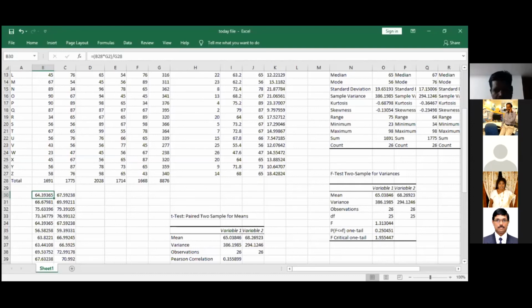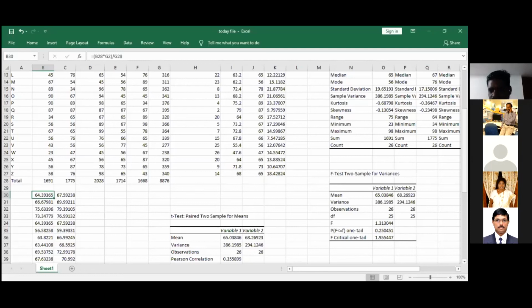So for the null hypothesis and the alternate hypothesis, for ANOVA tables, that is ANOVA, F test and T test, the null hypothesis says there is no significant difference. For correlation, the null hypothesis says there is no significant relationship.